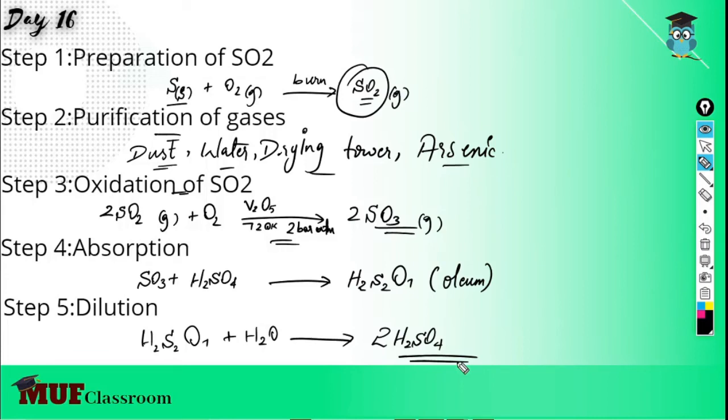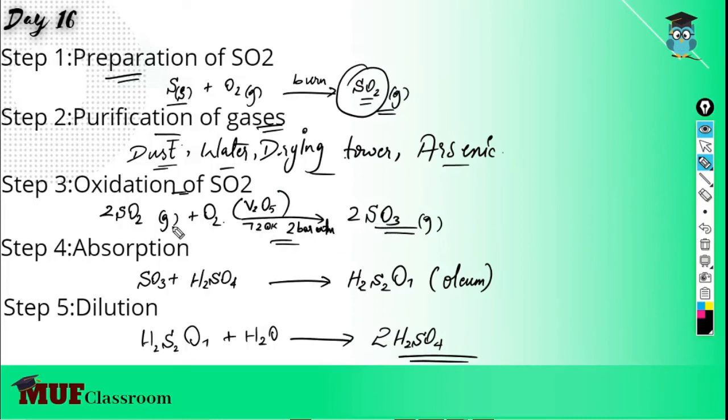I'll repeat it once again. Remember, the first step is preparation of sulfur dioxide, where sulfur and oxygen are burned and we get sulfur dioxide. Then it undergoes purification of gases. Just remember this: if you write the 4 steps, that is dust chamber, water scrubber, drying tower and arsenic purifier, it's more than enough. Then the next step is oxidation of SO2. Again SO2 is oxidized in the presence of vanadium pentoxide. Remember these conditions, they are very much necessary, and then we get 2SO3.